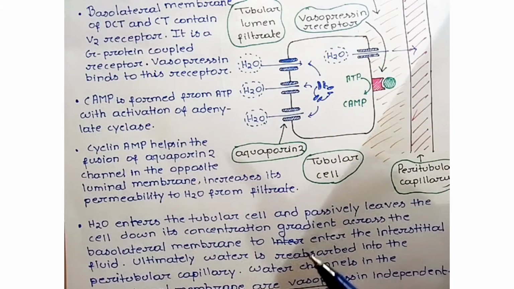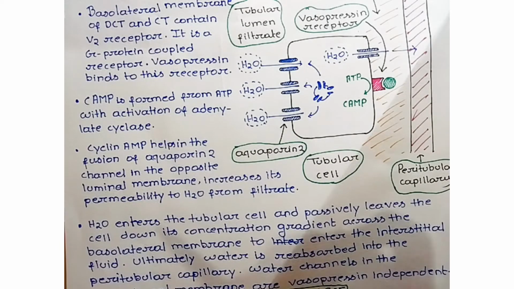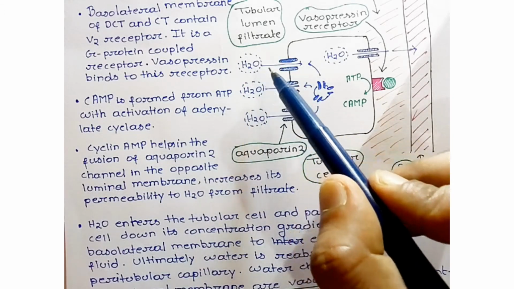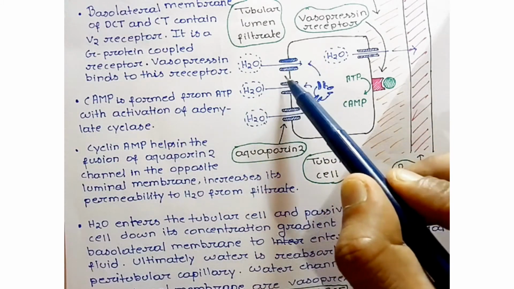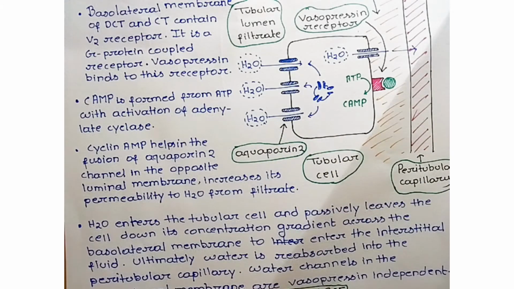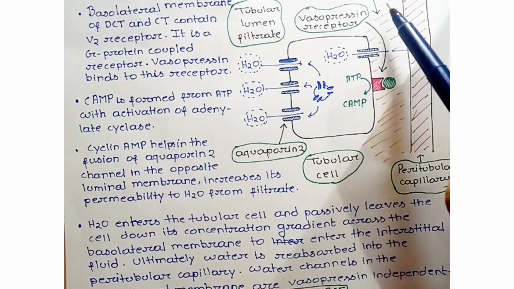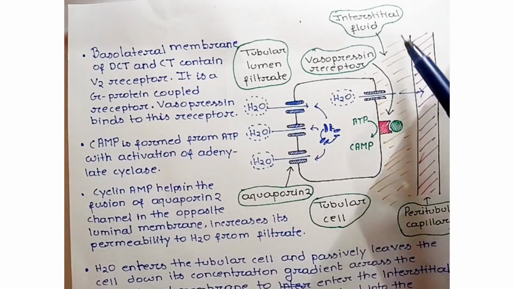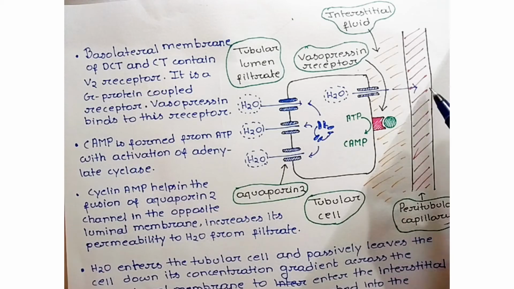Our body needs H2O. We can't lose much H2O during the urination process. So we have to collect that H2O from the filtrate. The H2O moves inside the tubular cell through this aquaporin 2 channel down its concentration gradient. Now from the tubular cell it enters the interstitial fluid. As you can see, this is the interstitial fluid, and this is the peritubular capillary.